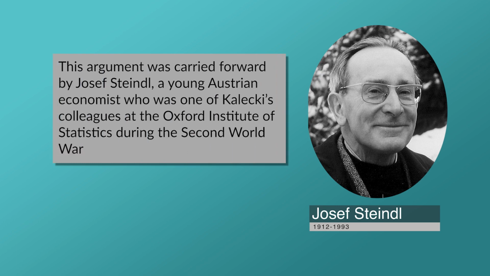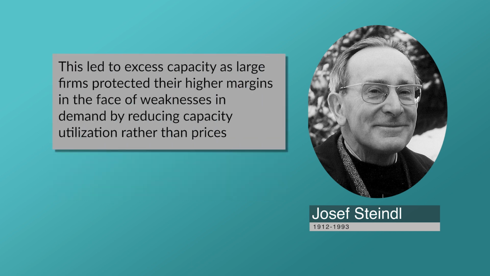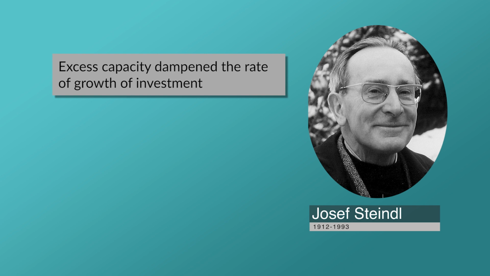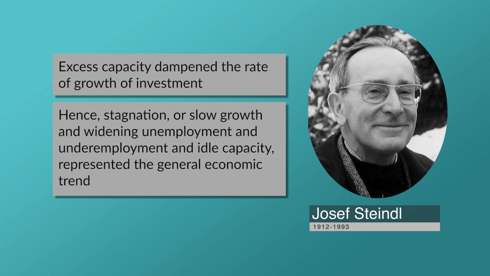Now, this argument of Michael Kalecki has been put forth by Josef Steindl, a young Austrian economist who was one of Kalecki's colleagues at the Oxford Institute of Statistics during the Second World War. Steindl's work, Maturity and Stagnation in American Capitalism, first published in 1952, explored the causes of the Great Depression in the 1930s, contending that growing monopolization raises profit margins in core industries. This led to excess capacity as large firms protected their higher margins in the face of weaknesses in demand by reducing capacity utilization rather than prices. Excess capacity dampened the rate of growth of investment. Here, stagnation or slow growth and widening unemployment and underemployment and idle capacity represented the dominant economic trend.